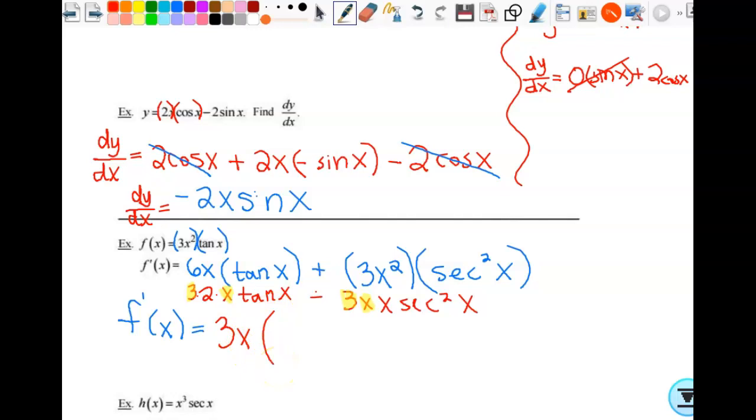So when I divide out that 3x, what's left in that first term? 2 tangent x. And what's left in our second term? X secant squared x. All right, so on a multiple choice question, most of the time you will have to factor.